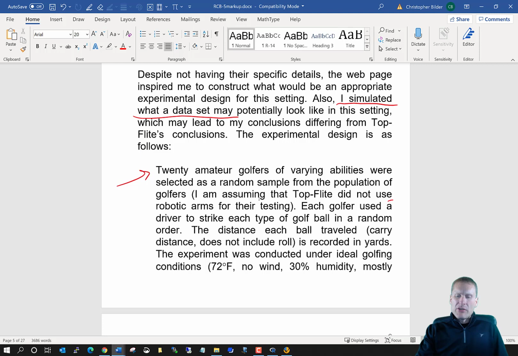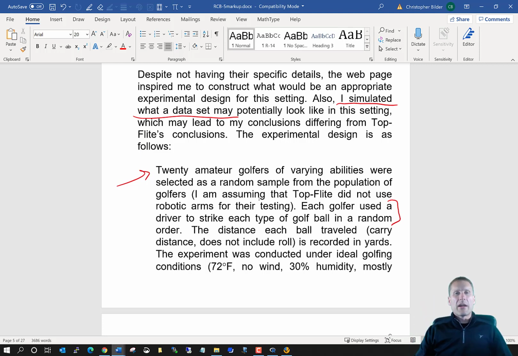And so each golfer used their own driver to strike each type of golf ball in a random order. So maybe one time they hit a Max Fly, the next time they hit a Titleist, let's say Titleist P. Actually, it is Titleist P. Maybe the next time they hit Titleist B, then the next time they hit Top Flight. Then the next golfer steps up, and this time they hit Titleist P, and then they hit Max Fly, and so on.